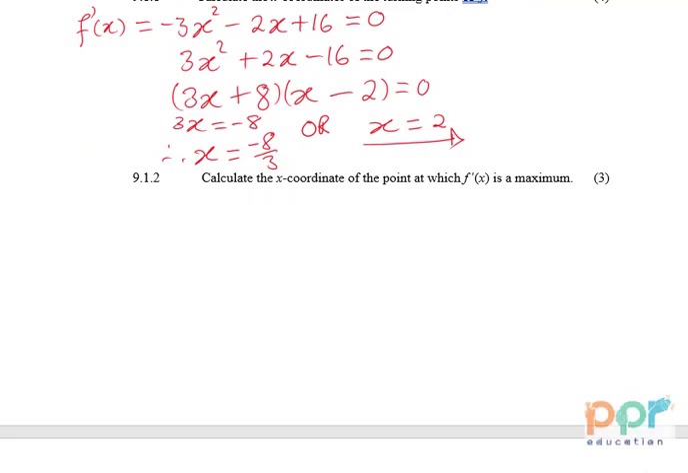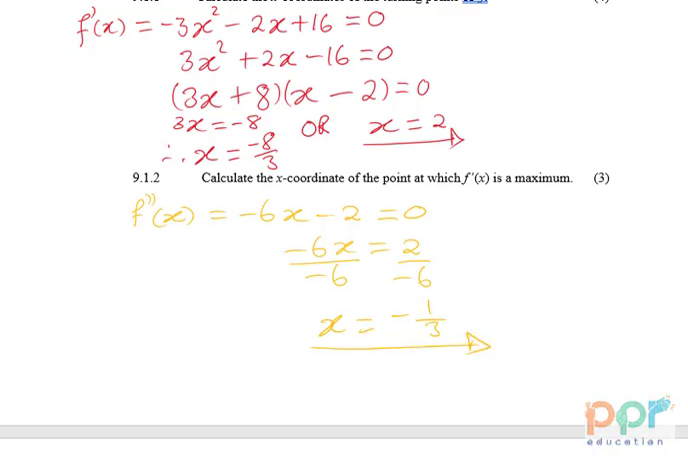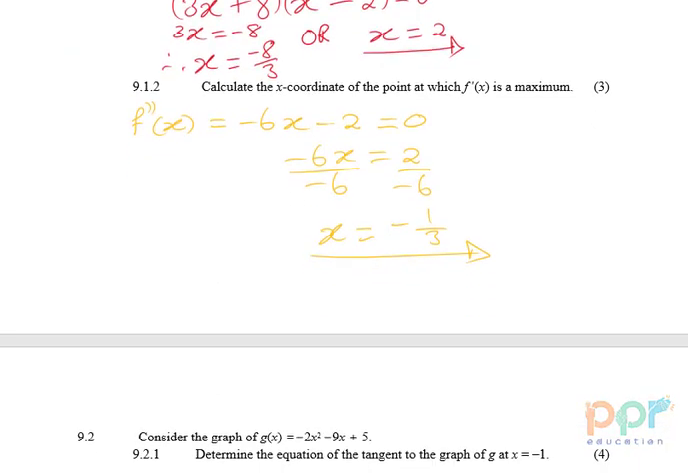So the second derivative, f double prime of x, will be minus 6x minus 2, and let us equate it to 0. Then I need to transpose the 2 to the right hand side. Then I'm left with negative 6x equals positive 2. I divide both sides by negative 6, and in total x equals negative 1 over 3, because 2 over negative 6 simplifies to negative 1 over 3.